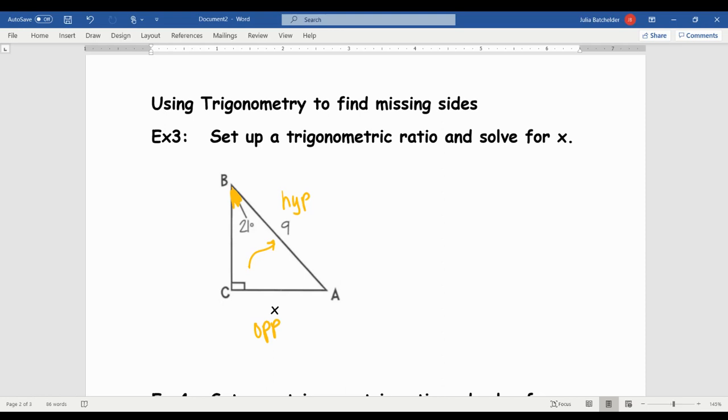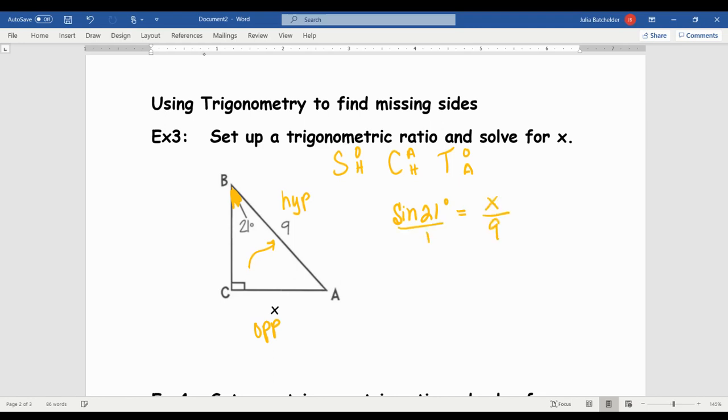So if we think back to SOH CAH TOA, sine is opposite over hypotenuse, cosine is adjacent over hypotenuse, and tan is opposite over adjacent. We have opposite and hypotenuse. And so if we have opposite and hypotenuse, we want sine. So we're going to say sine of 21 degrees is x over 9.